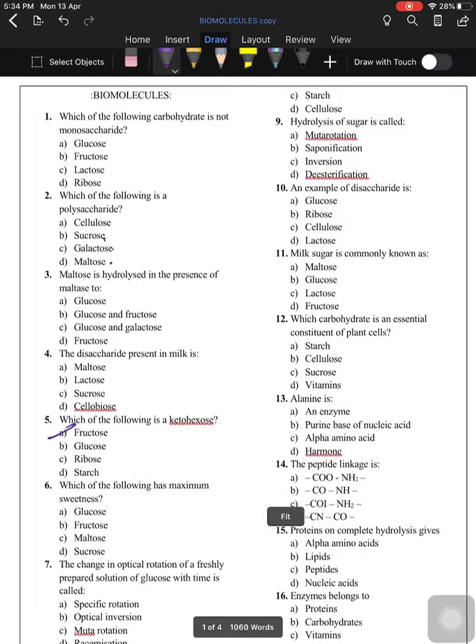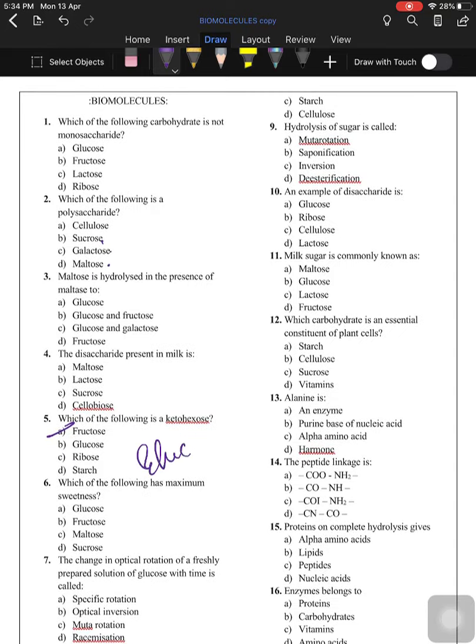Fructose and glucose are actually the same in molecular formula, but the structural formula definitely differs, because glucose is an aldohexose, whereas fructose is a ketohexose. Aldohexose means aldehyde is the functional group. Ketohexose means ketone is the functional group. The question given was ketohexose, therefore I have chosen fructose as the answer.